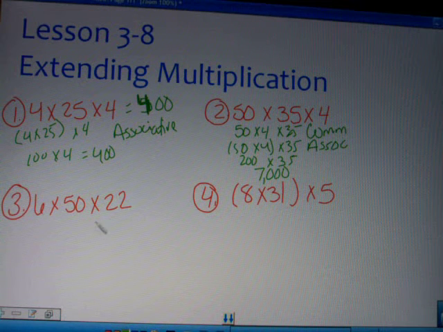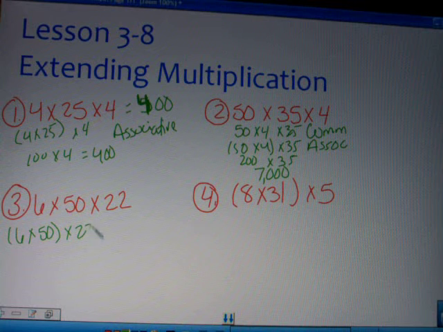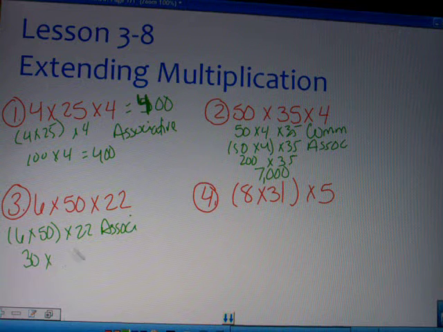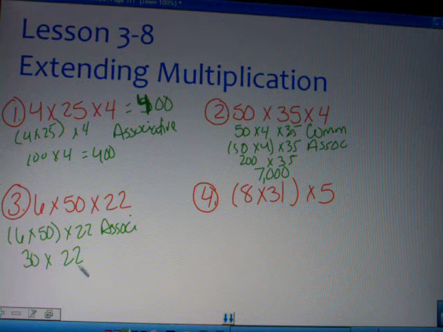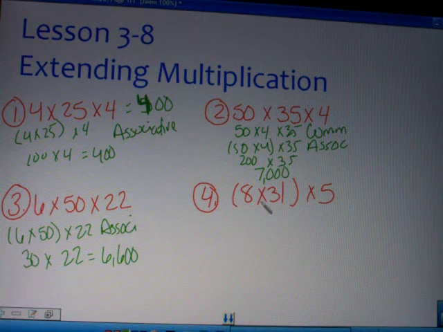So now for this one here, all I'm going to use is the associative property. Since 66 and 50 are right next to each other, all I'm going to use is the associative. And then that gives me 30 times 22. And then 30 times 22 gives me an answer of 6,600.